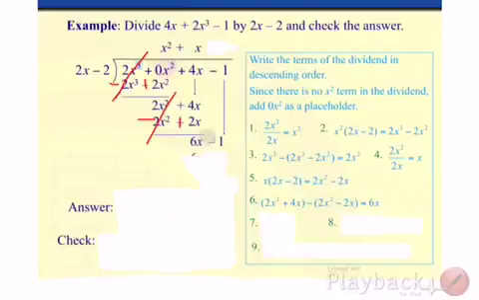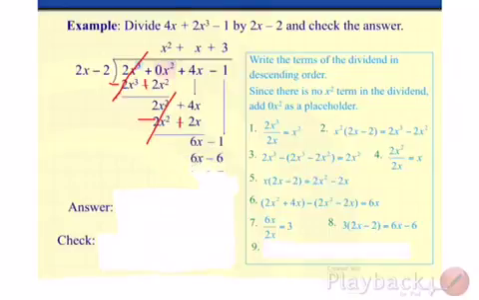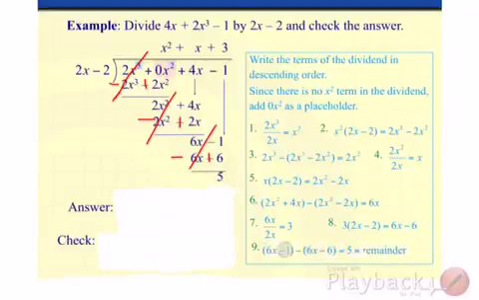Okay, bring down my minus 1, and then the next step is to divide. So 2x goes into 6x 3 times. So then my next step is to multiply. Again, I'm multiplying my 3 by my 2x and my negative 2. So 3 times 2x is equal to 6x, and 3 times negative 2 is equal to minus 6. I'm putting that underneath to subtract. And when I subtract, my 6x's cancel, and it becomes minus 1 plus 6, which ends up being positive 5. So I end up with a remainder of positive 5 this time.